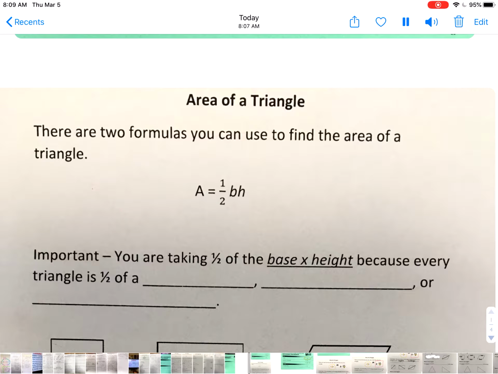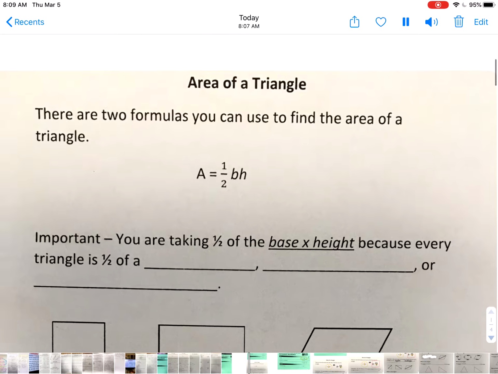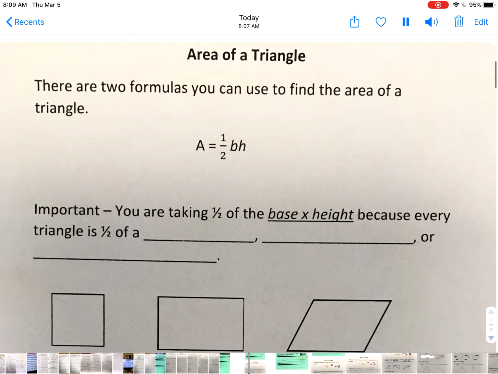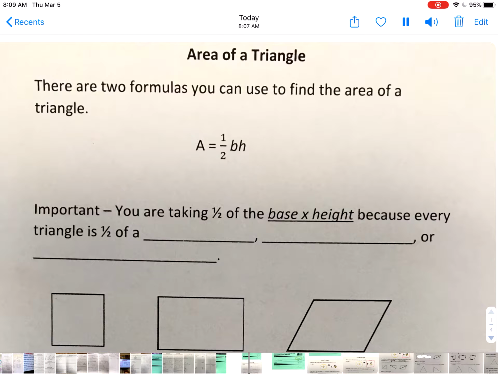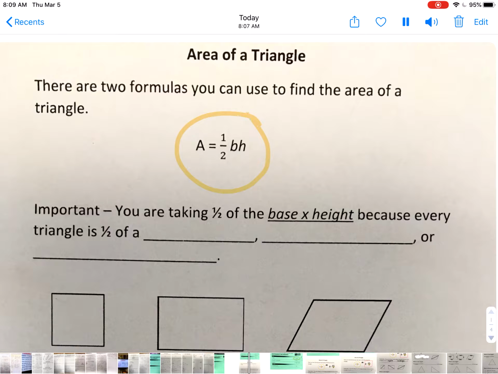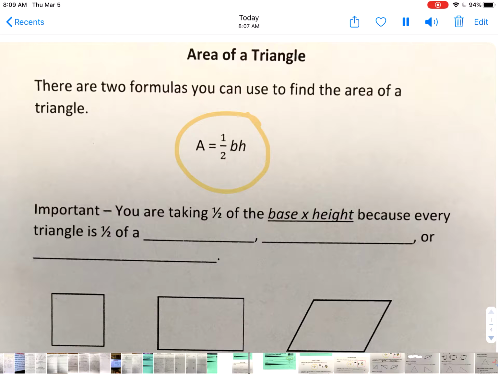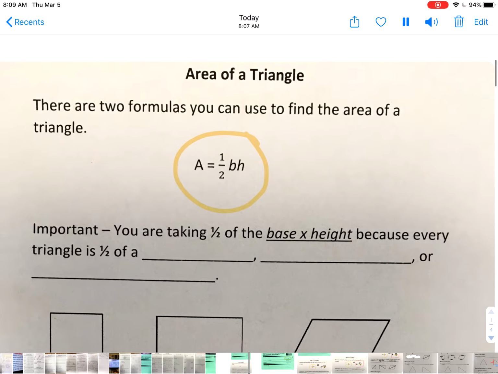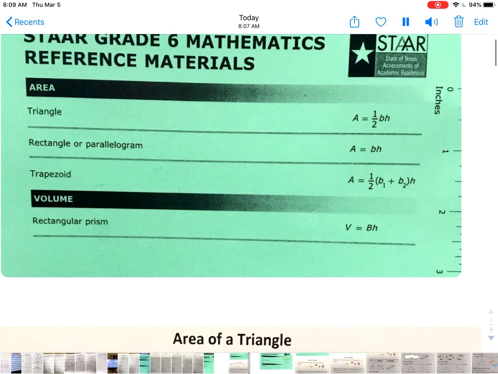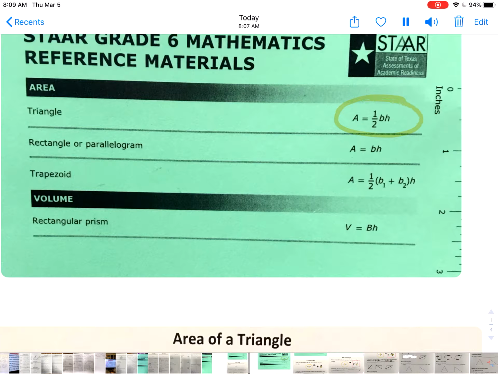All right, so we're going to learn how to do the area of a triangle today. So start here at the top of your notes, and you'll see that we have a formula right here. It says A equals half times B times H. So that's half of the base times the height. And when you look at our formula chart, that's the exact same formula that you see on the formula chart.